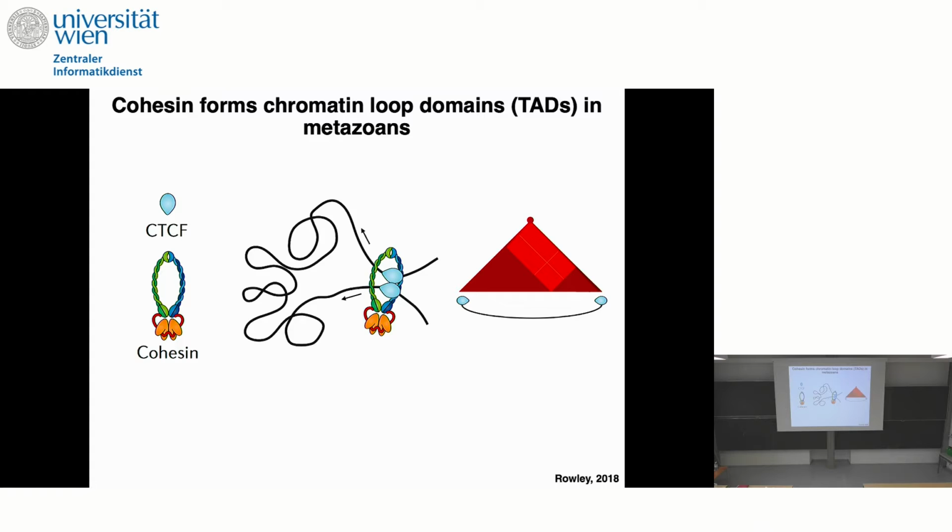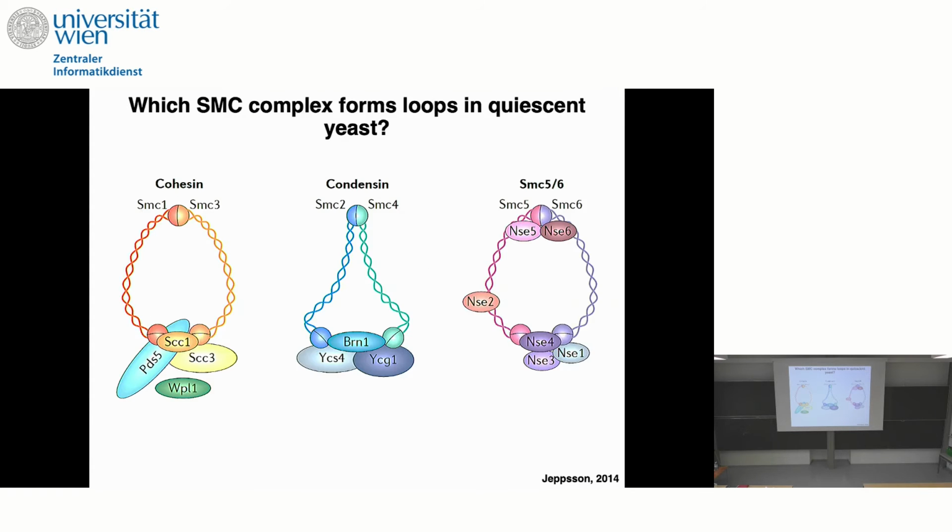TADs, of course, are mediated by interactions between cohesin and the transcription factor CTCF. However, these kinds of loop domains had not previously been identified in budding yeast, which additionally do not have CTCF. However, yeast do have three loop-extruding SMC complexes: cohesin, condensin, and SMC5/6. So to see which of these might be involved in forming these loop structures, I did ChIP-seq in log and quiescent cells looking at these.